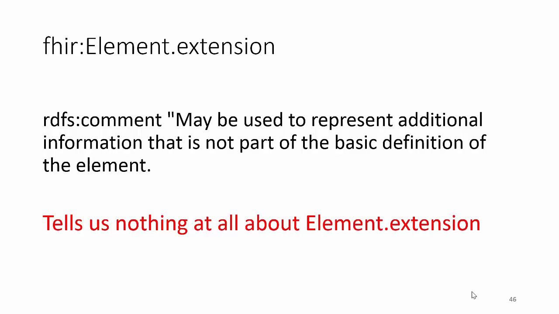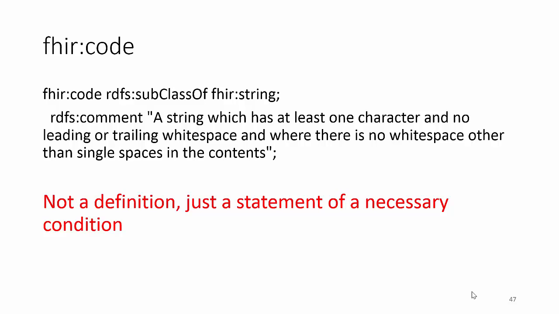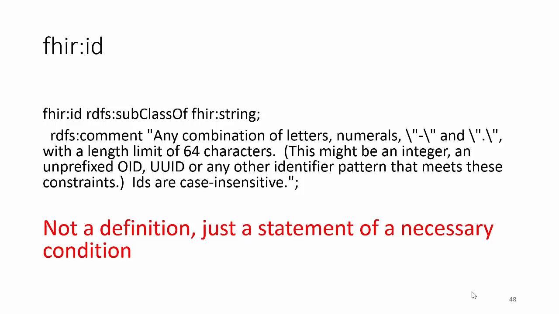And then code. This is another example of a necessary condition. Every code is this, but it doesn't tell us what a code is. It tells us what a string is of a certain kind. A code has to be somehow generated by a coding system. It doesn't say that. And similarly, an ID is any combination of letters, numerals, and so on with a length of such and such. That's not a definition of ID. That just tells us that there are strings of certain sorts.